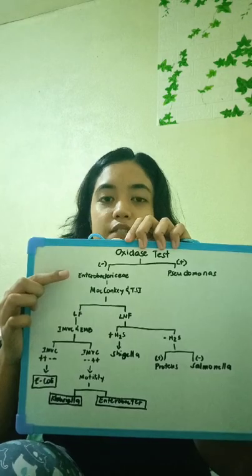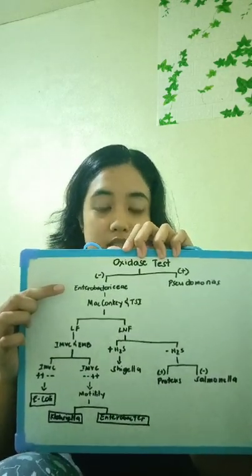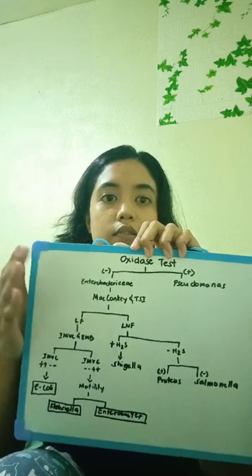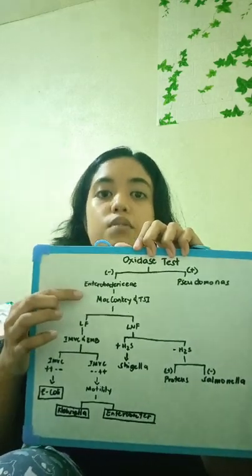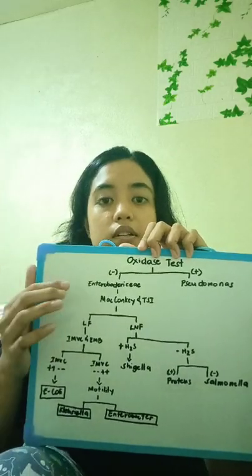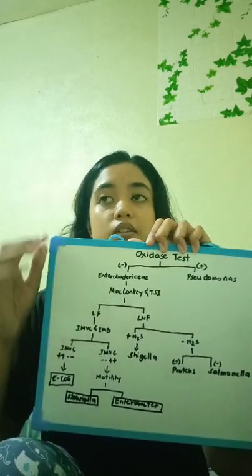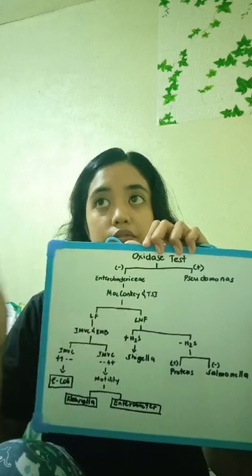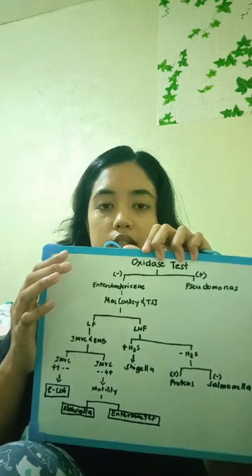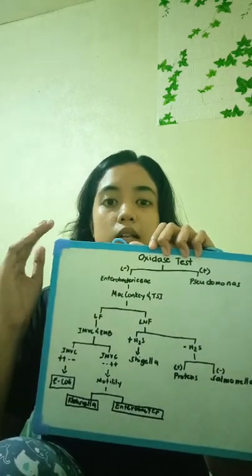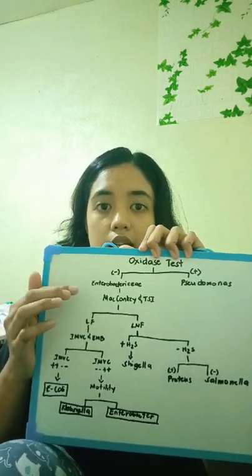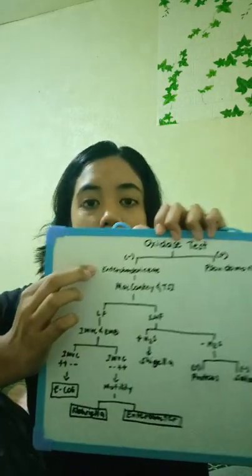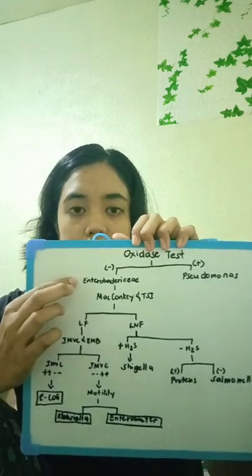This bacteria ferments glucose and is catalase positive. It is gram-negative and a facultative anaerobe. Some of the species under Enterobacteriaceae that are the causative agents of typhoid fever and dysentery are Salmonella typhi and Shigella spp.